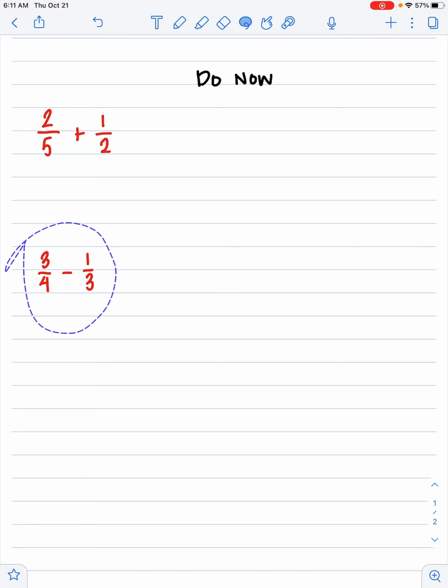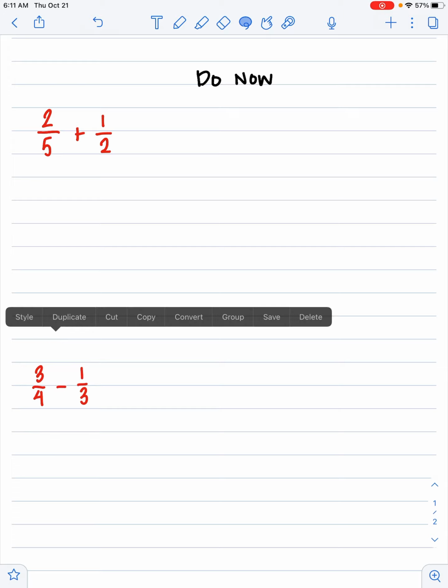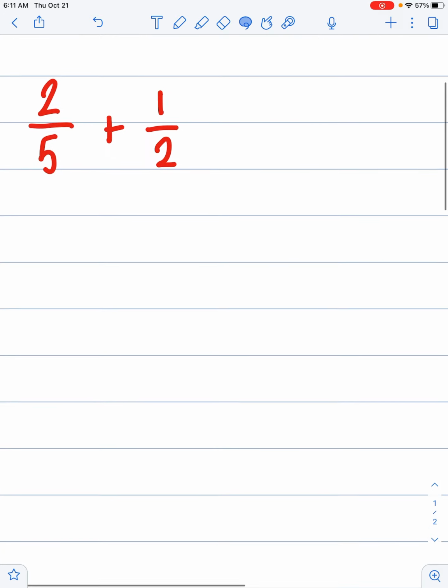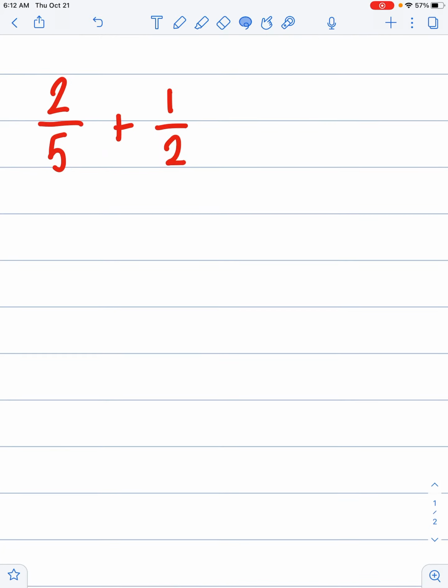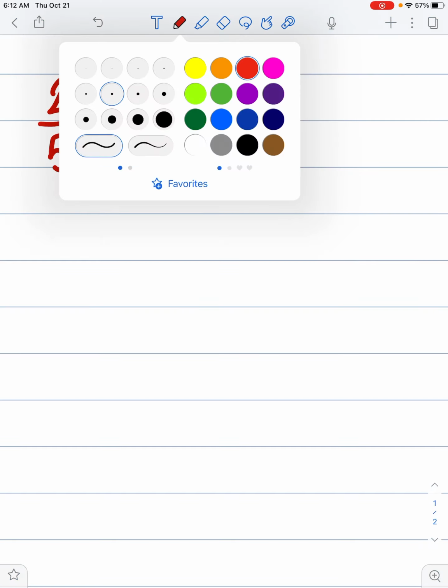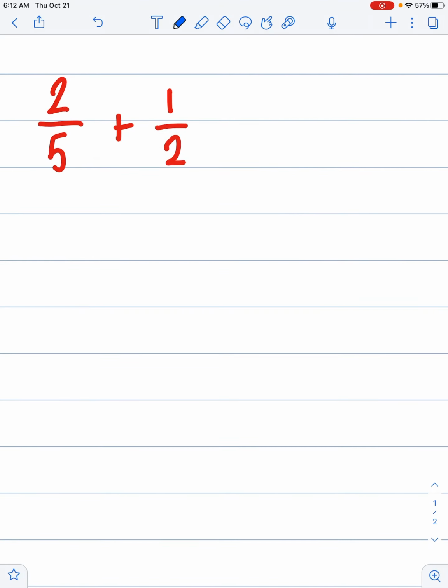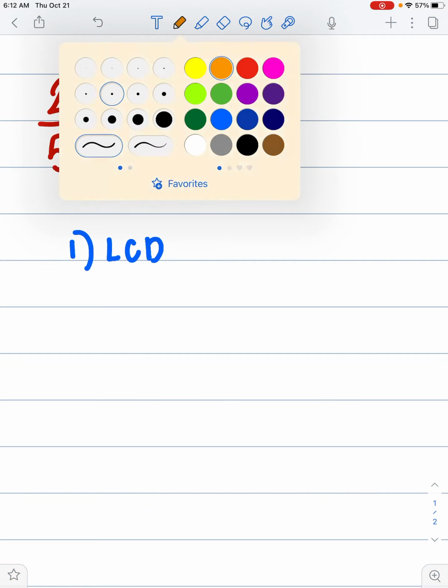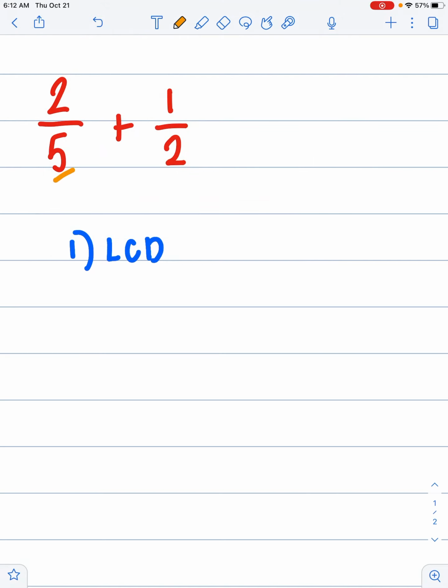All right, so you should have given these two questions a try on your own. I'm going to go over them here. Let's start with 2/5 plus 1/2. So we know that our first step when we're adding fractions is we need to find the least common denominator. And to find the least common denominator, I want to list out the multiples of both of my denominators. So 2, 4, 6, 8, 10, and 5, 10, 15, 20, 25.